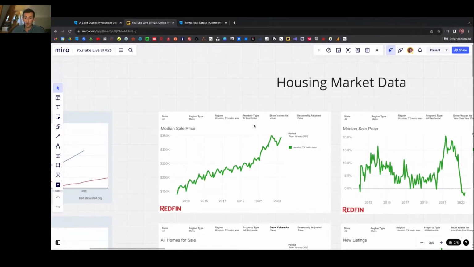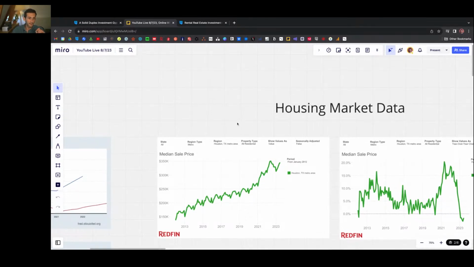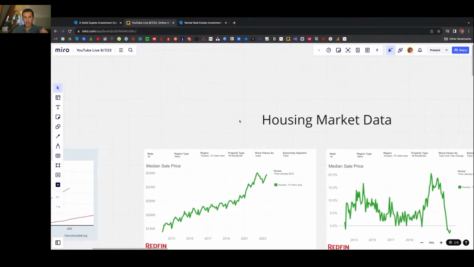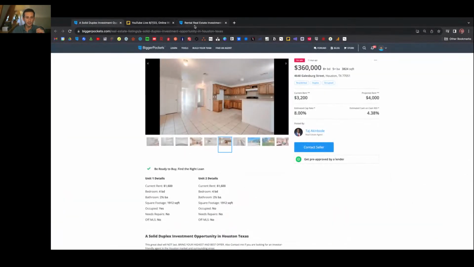So if you want to get this type of information for analyzing your own deals, you can get most of these for free. For our third step of the deal analysis, we're going to go to BiggerPockets.com and use one of the tools that we have there on BiggerPockets.com.